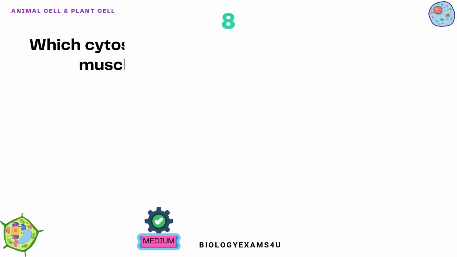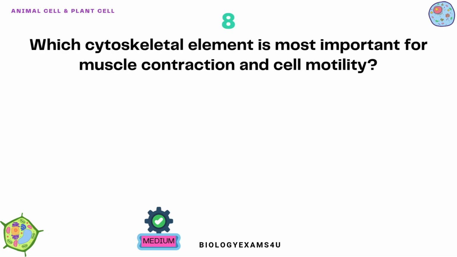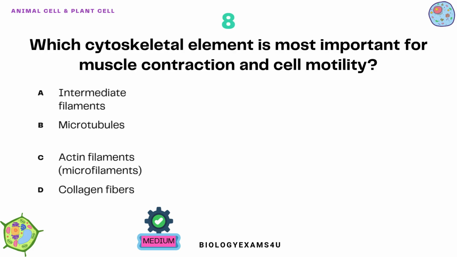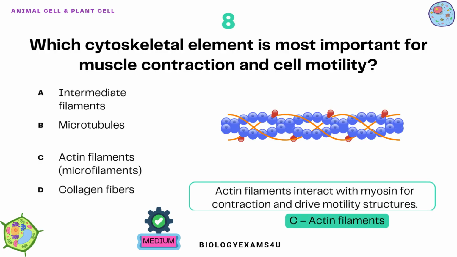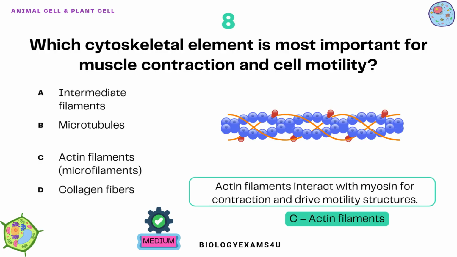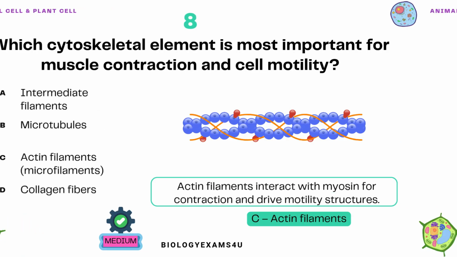Question number 8. Which cytoskeletal element is most important for muscle contraction and cell motility? Intermediate filaments, microtubules, actin filaments, collagen fibers. The answer is actin filaments that interact with myosin for contraction and drive motility structures.